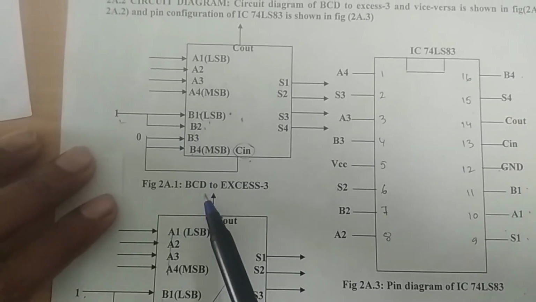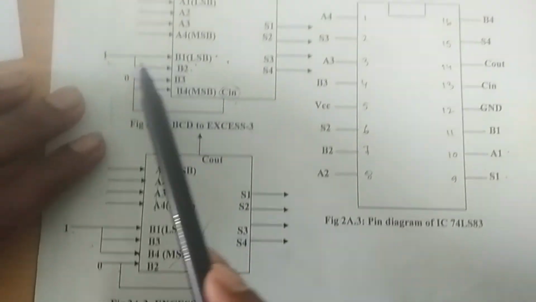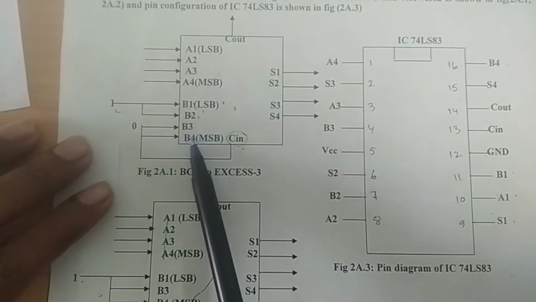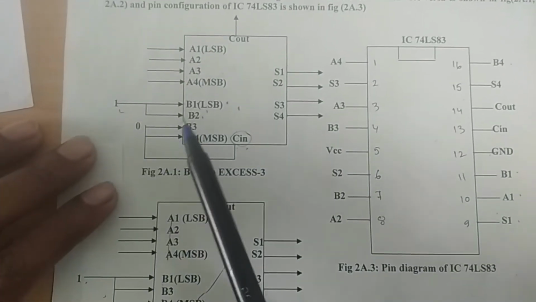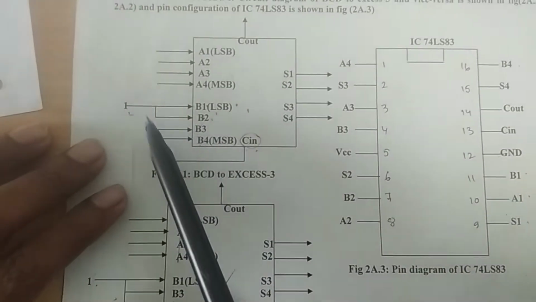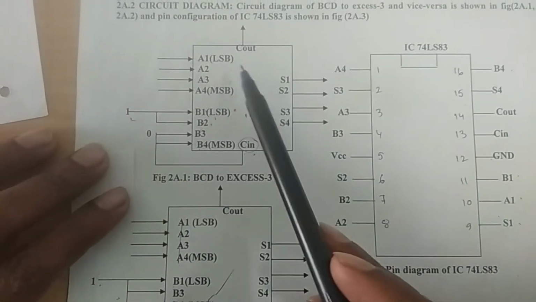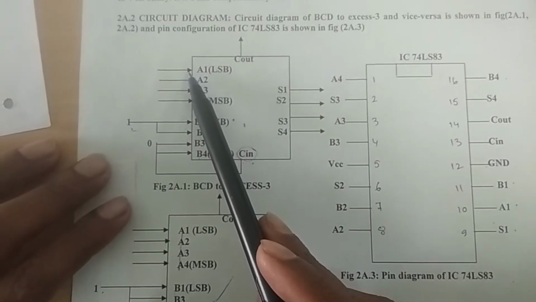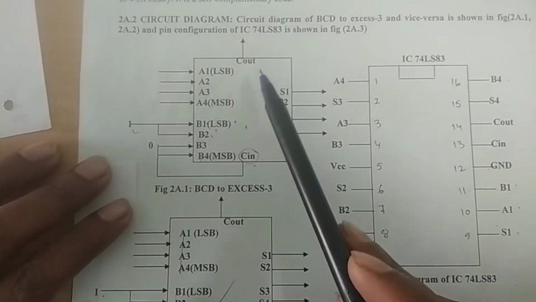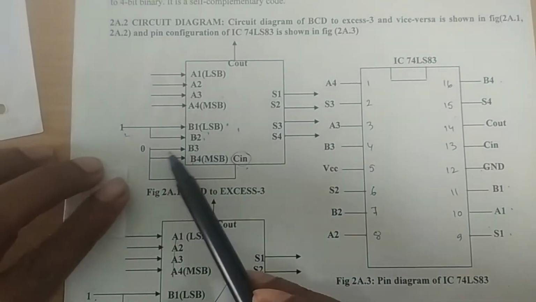Here, this connection is for BCD to XS3. B1 and B2 are fixed at the value 1, and B3 and B4 are 0. So you see, this is actually 3. When we give the input here, then in the output section 3 will be added to the input. If we put 3, then the output will be 6.